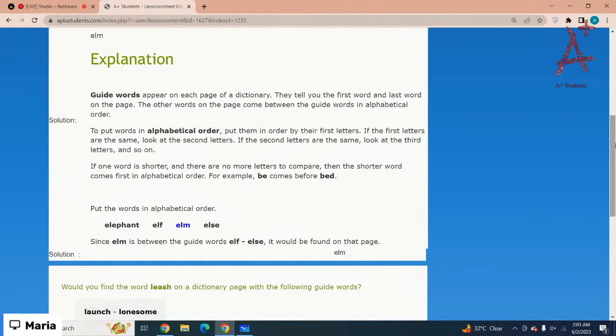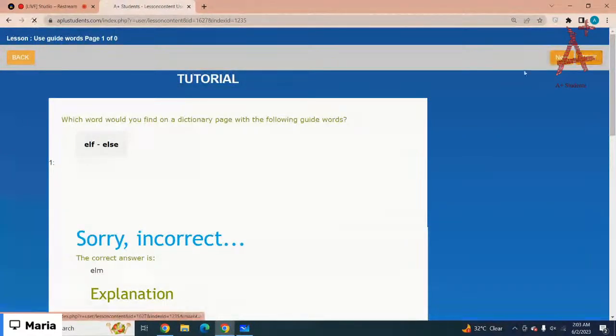Here is an example. You have elephant, elf, elm, and else. Since elm is between the guide words elf and else, it would be found on that page, like they are on the same page. Got it? If you are looking at the dictionary, you can find elf, elm, and else on the same page. Let's start with the practice questions. Here the explanation is about how to see words in the dictionary.